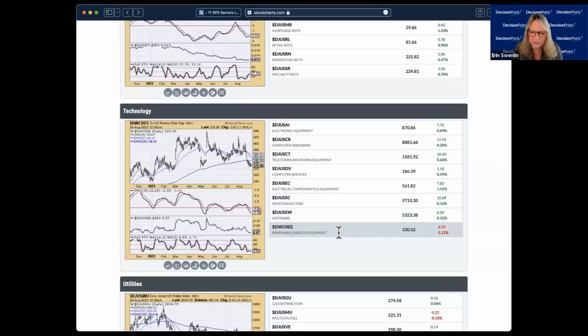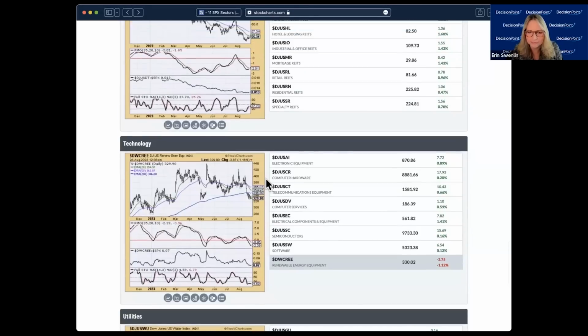And renewable energy, boy, this one used to be the talk of the town, and now it's just a volatile mess. I'm not real interested in renewable energy, although it has hit some interesting support here. A little too volatile for my taste, and it's in a sector that I'm not completely enamored of.